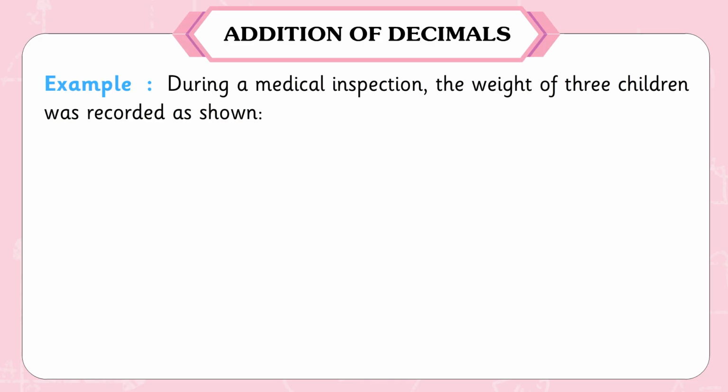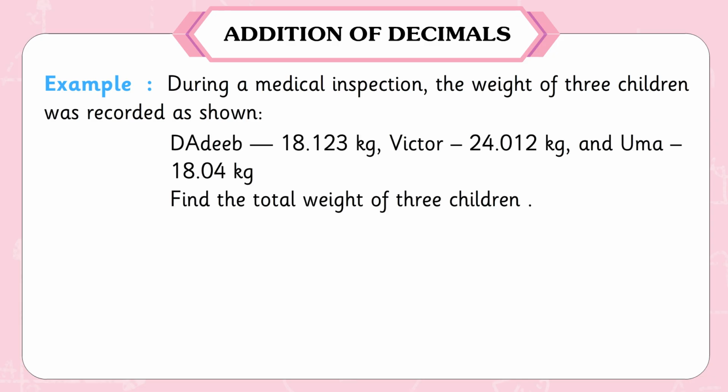Addition of decimals. Example. During a medical inspection, the weight of 3 children was recorded as shown. Adib, 18.123 kg. Victor, 24.012 kg. And Uma, 18.04 kg. Find the total weight of 3 children.